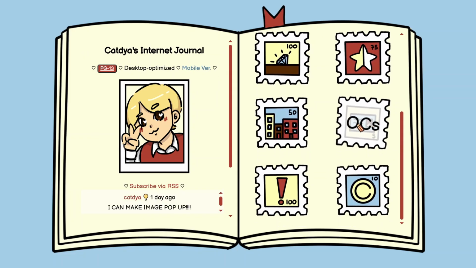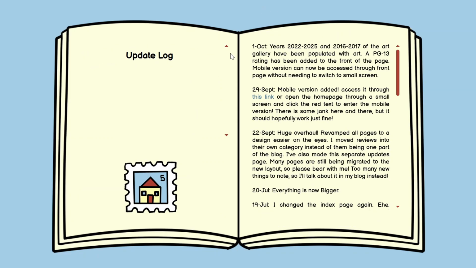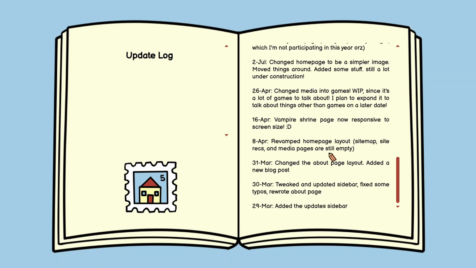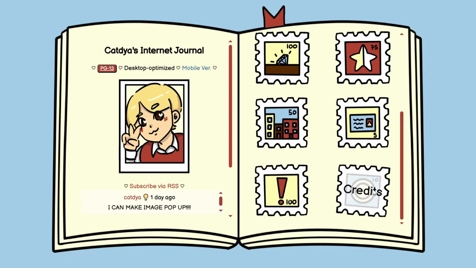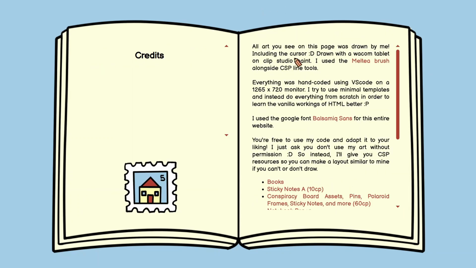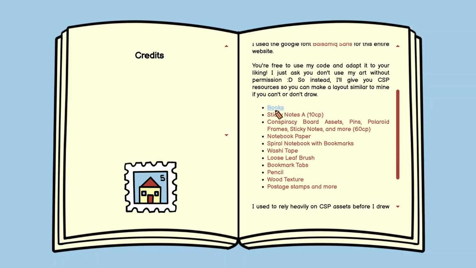OCs is not finished yet. We have the changelog or updates, goes back to March, and the credits. So I drew all of it myself. I hand coded it using VS Code, and here are some CSP assets, Clip Studio Paint assets that you might be interested in if you want to make a layout similar to mine.